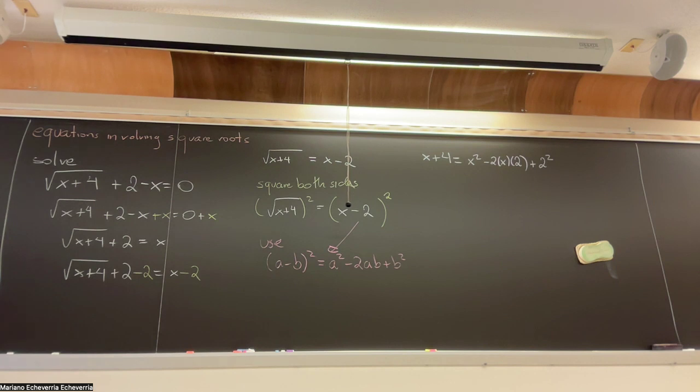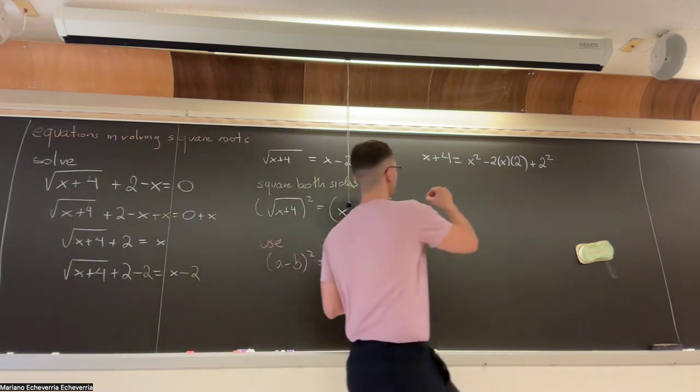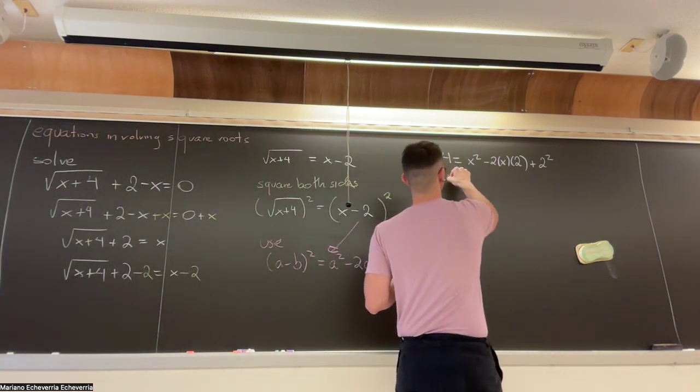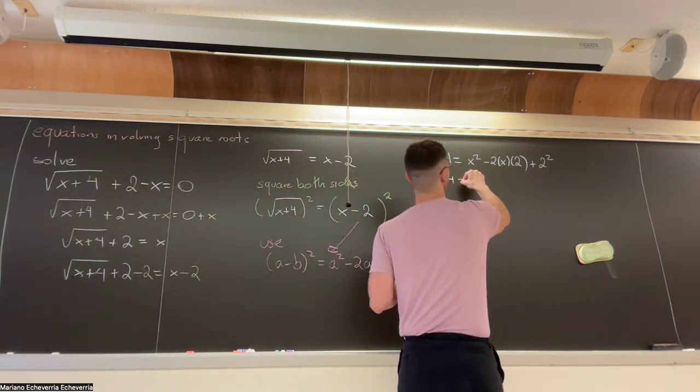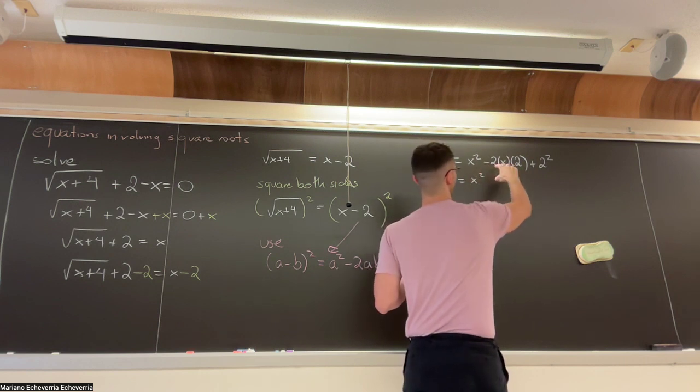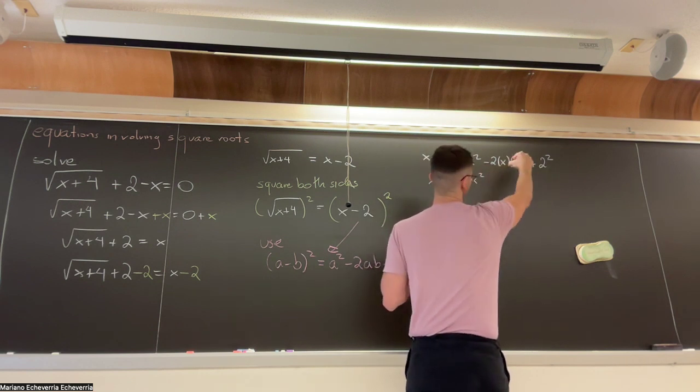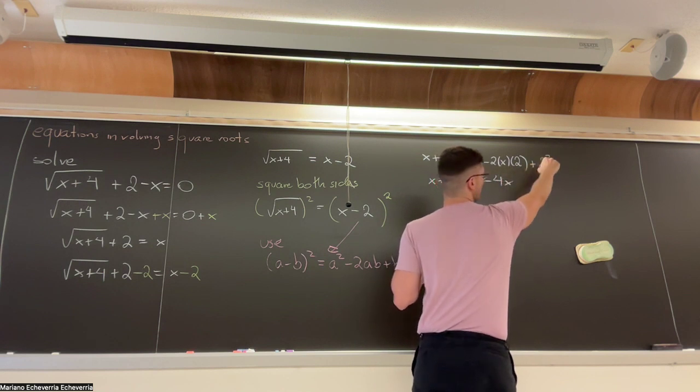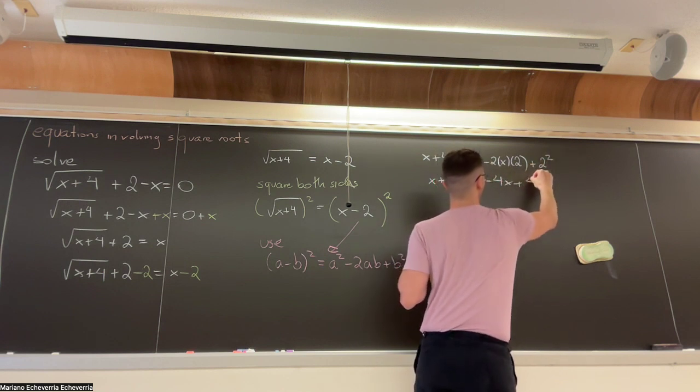And then what is happening here? Now after this, it's a little bit of simplification. So x squared, and these two with these two gives you 4, so you get minus 4x, and then 2 squared is also 4.